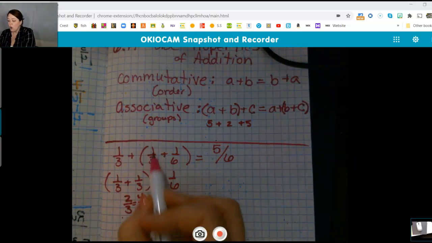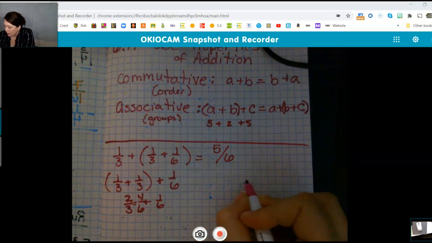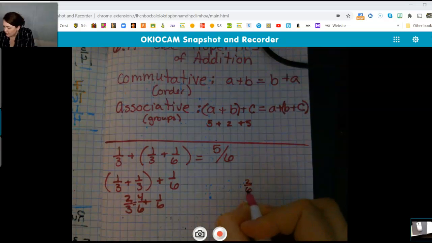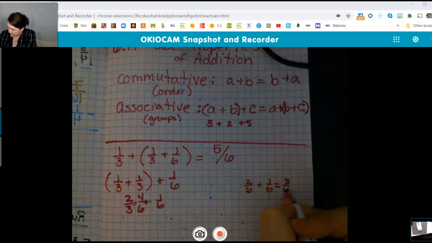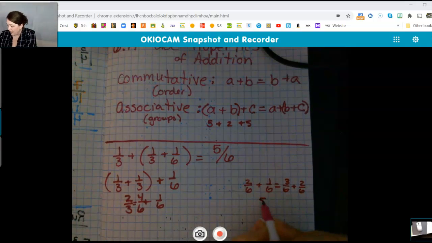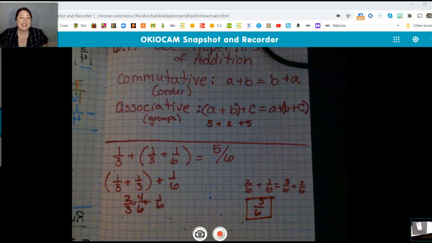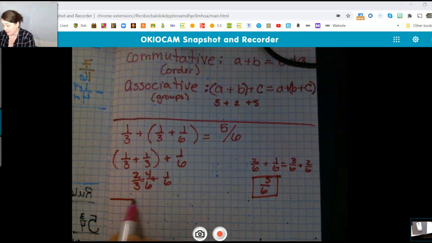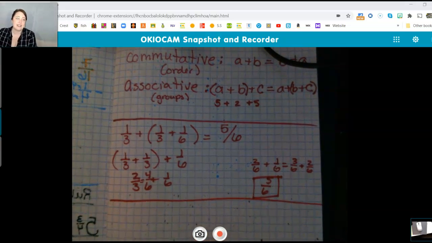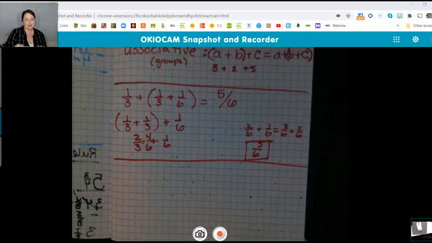I could say 1/3 plus 1/6. Okay, I have 2/6 plus 1/6, which is 3/6, plus the 1 plus 2/6, and I get 5/6. You absolutely can still do that. Is it efficient? No. Is it a good use of your time? No. Can you still get the right answer? Yes. Is that the whole point? Yes.